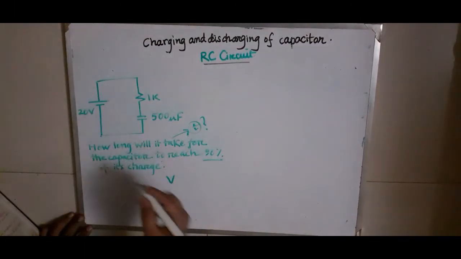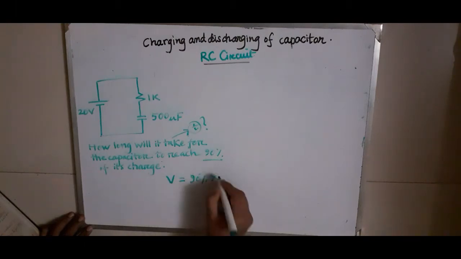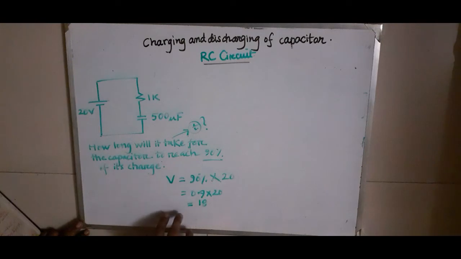So the voltage across the capacitor, denoted with V, should be 90% of what? 20 volts. So 90% of 20 volts, that is 90 over 100, gives us 0.9 multiplied by 20, which gives us 18, right? So V is 18 and the battery voltage E is 20. Is there any other parameter that we need to consider?